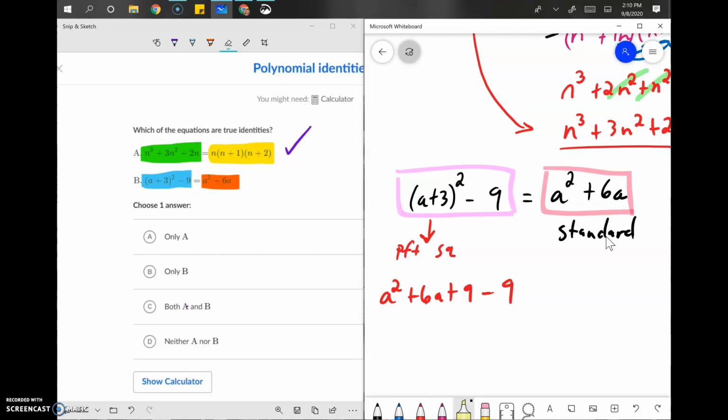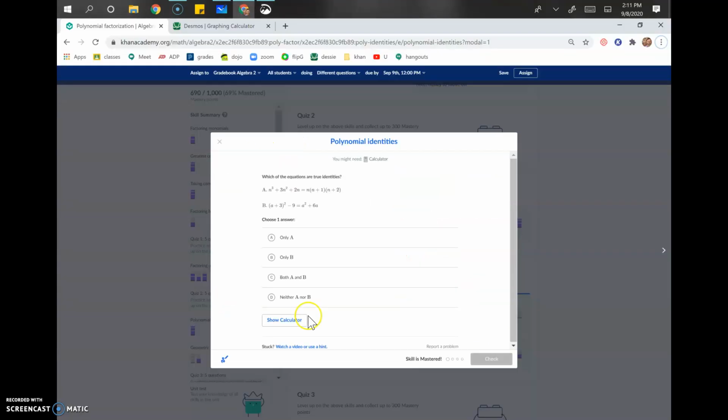Now we've got like terms. We got 9 and negative 9. Those zero out. We can simplify those. And so then we're left with a squared plus 6a. And now we're comparing it to see if it looks like the expression on the right. In fact, they are the exact same. So we can say that the B equation is also an identity. And so I'm going to go ahead and mark it.